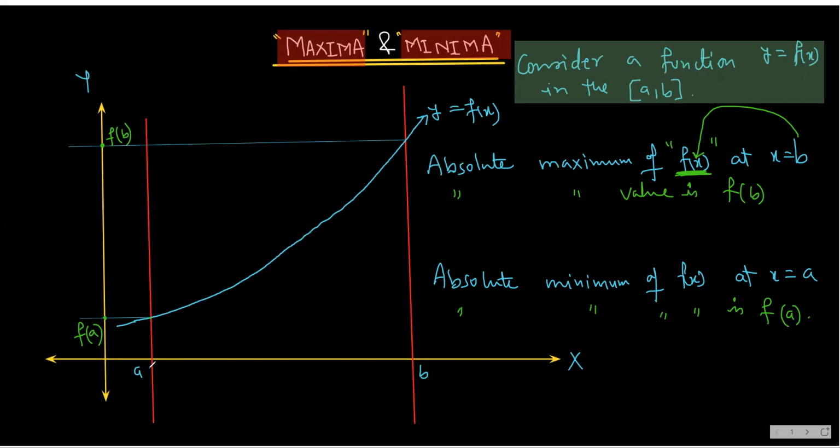But in this interval, I notice that the maximum is at x equals B and the minimum is at x equals A. Now you have a question in your mind: why do we say absolute maximum? Why not simply say maximum? That I will now make you understand. One by one, you will get the idea.